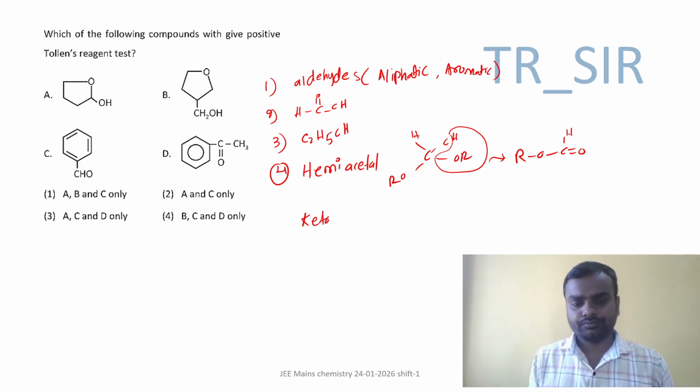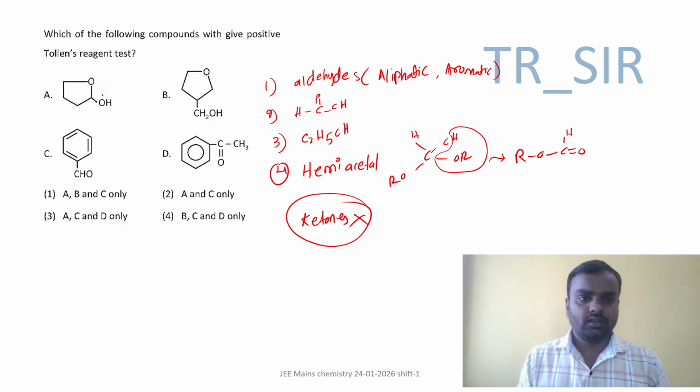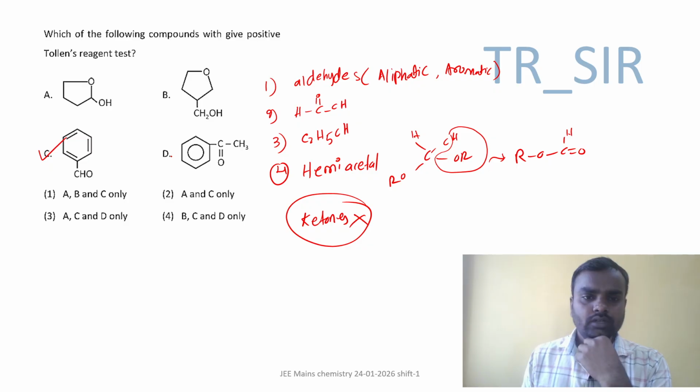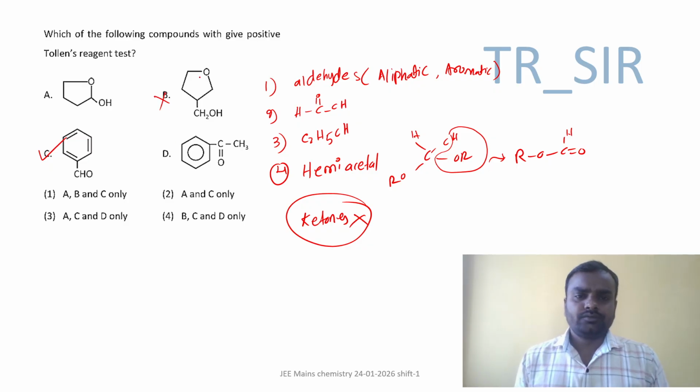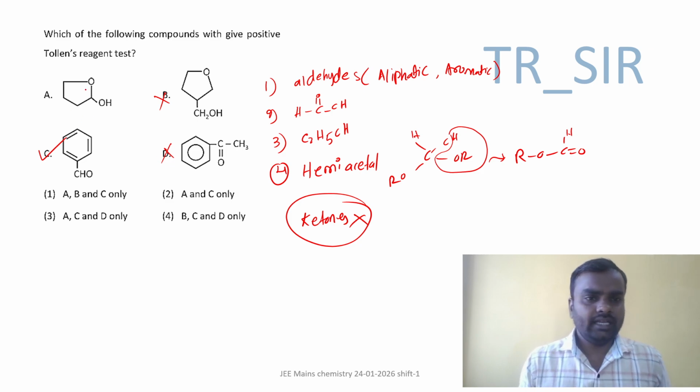Ketones will not give. Ketones have no test for Tollens reagent. So this will give the aldehyde test. That means we have to find C. Okay, C will give. Then B will not give. B is neither a hemiacetal nor anything else, so B will not give. So this methyl ketone will not give. So it is a hemiacetal. If you take here this carbon, this is OR, this is OH, and this again R.